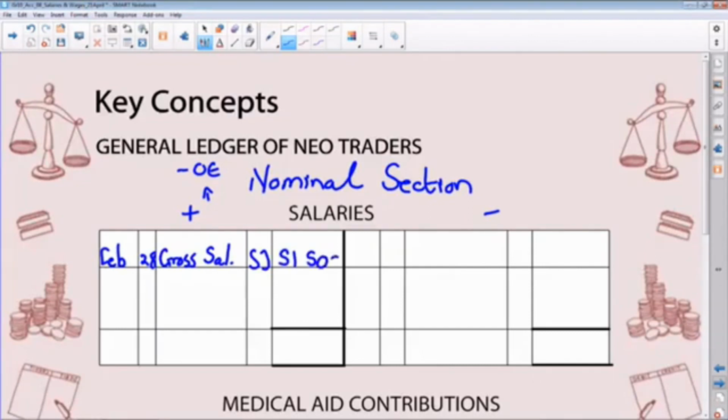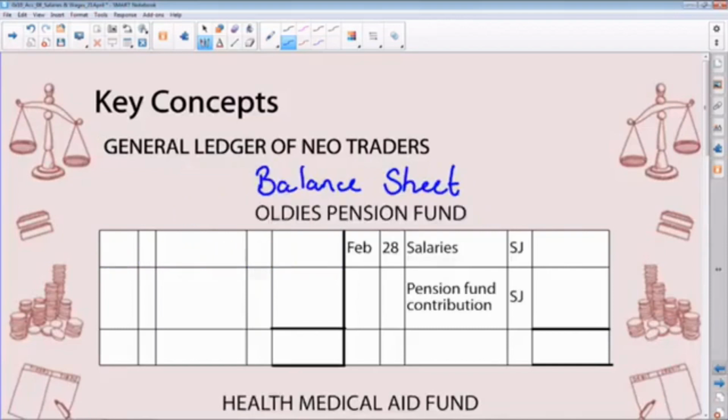Now we created a debit here. Now we need to go and create credits for this debit. Now I'm saying it correctly. We now need to go and create a few credits for this debit. Now let's go and look at the salaries journal again.